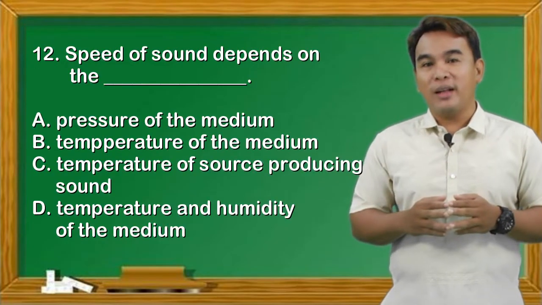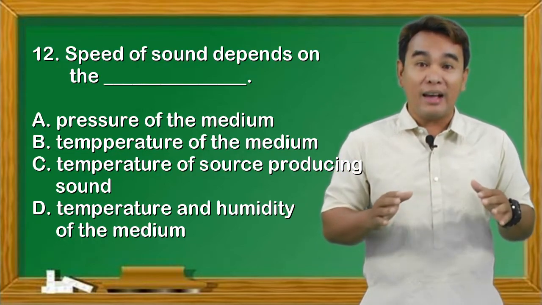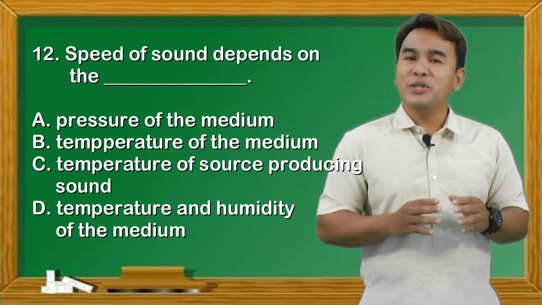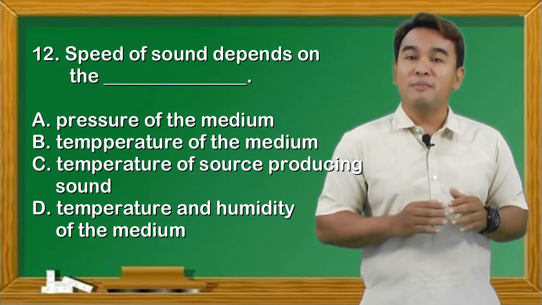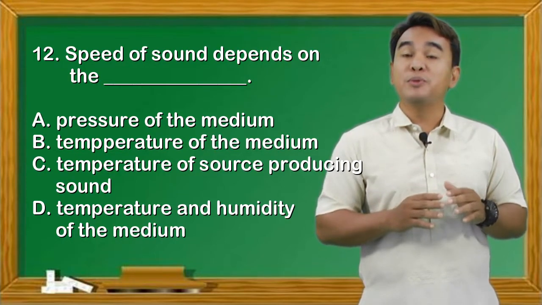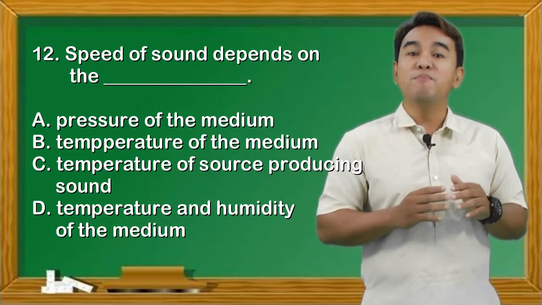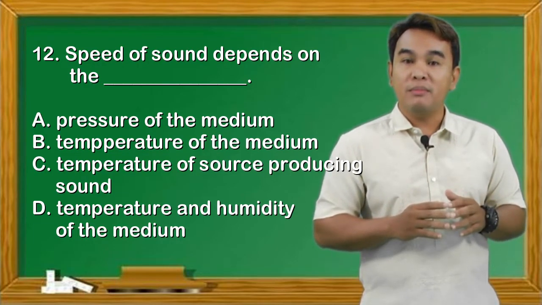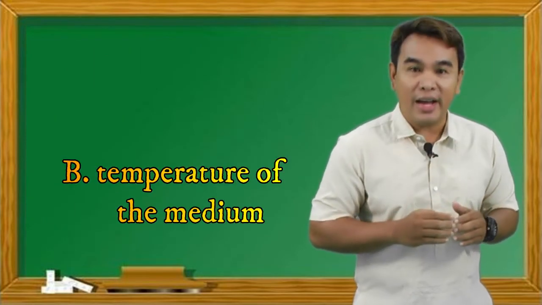For number 12, speed of sound depends on the blank. Letter A, pressure of the medium. Letter B, temperature of the medium. Letter C, temperature of source producing sound. Letter D, temperature and humidity of the medium. If you answer letter B, you are correct.